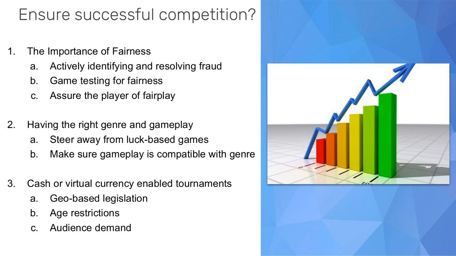So, a couple of things about what you really need to have to ensure successful competition. One of the first key things that we touched on a little bit is just making sure that gameplay is fair. There are a number of things that go into this, but a couple of key things to highlight would be making sure that you're actively identifying and resolving any potential fraudulent activity. There's nobody who enjoys playing a game if they feel like they're being cheated. So making sure that there's no fraud in the system, that players know that the gameplay is fair, is one of the key things of ensuring successful competition.